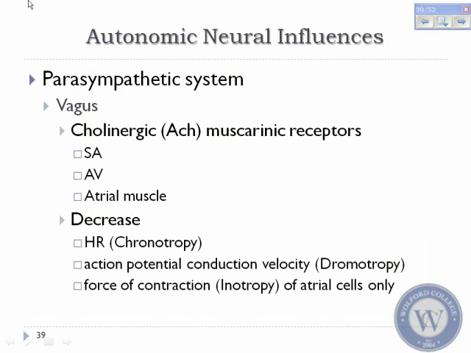The parasympathetic system is the vagus nerve, which is part of the autonomic nervous system. It uses cholinergic muscarinic receptors, which are located in the SA node, AV node, and atrial muscles. They decrease the chronotropy, which is the heart rate. They also decrease the action potential conduction velocity, the dromotropy, and the force of contraction of the atrial cells only is affected as well. They're suppressed.